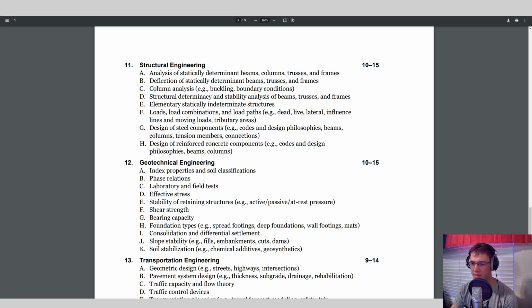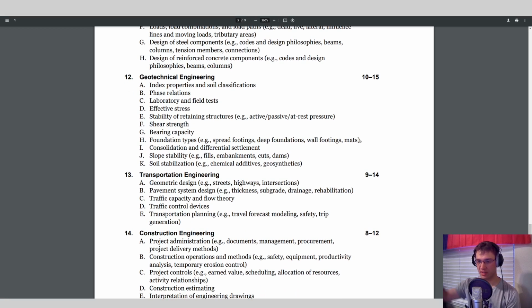Then we've got structural engineering: analysis of statically determinate beams. So beams, columns, trusses, frames that aren't moving. Deflection of statically determinate beams, column analysis, structural determinacy, elementary statically indeterminate structures. Okay, so if you can't figure out if it's static or not, I'm really not sure. Loads, load combinations, load paths, design of steel components, design of reinforced concrete components. Oh my goodness.